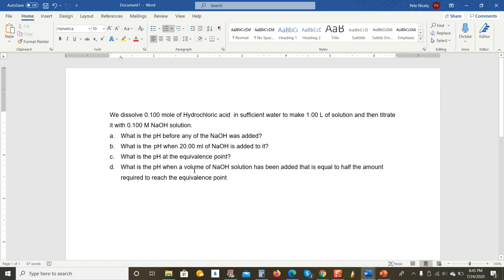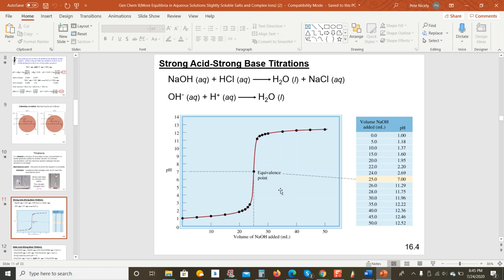So the next question is asking what is the pH at the equivalence point? Now, if you recall, the equivalence point is that point in the titration where the amount of sodium hydroxide and the amount of HCl in terms of moles are the same, right? So you would have added just enough sodium hydroxide to react with all the HCl. So you'll notice here that in the case of a strong acid, strong base titration, the pH is 7.